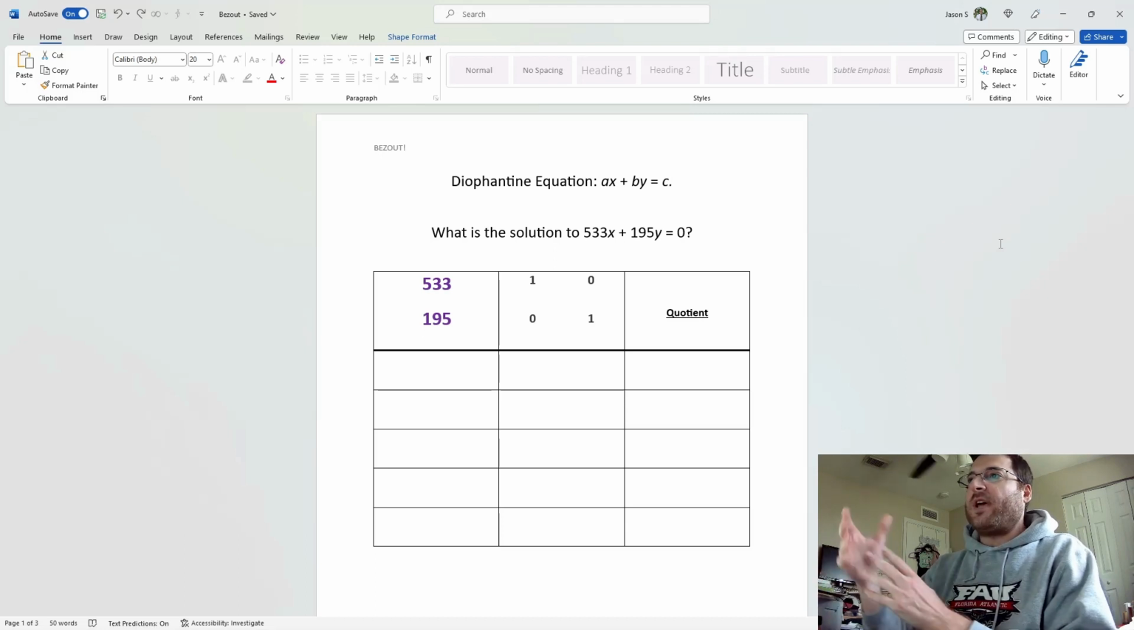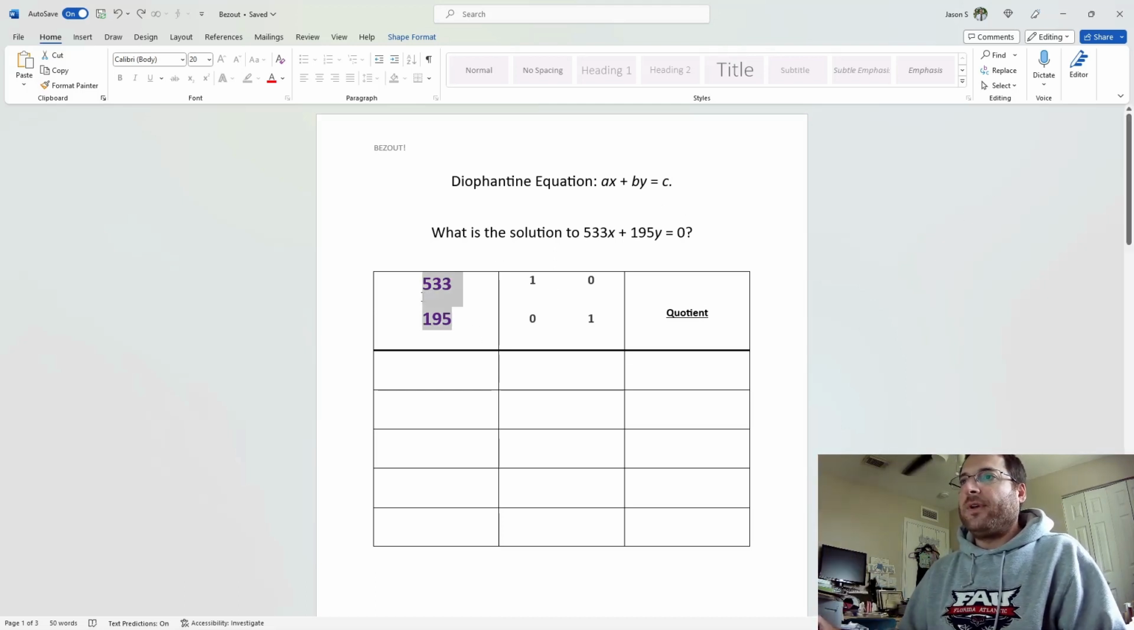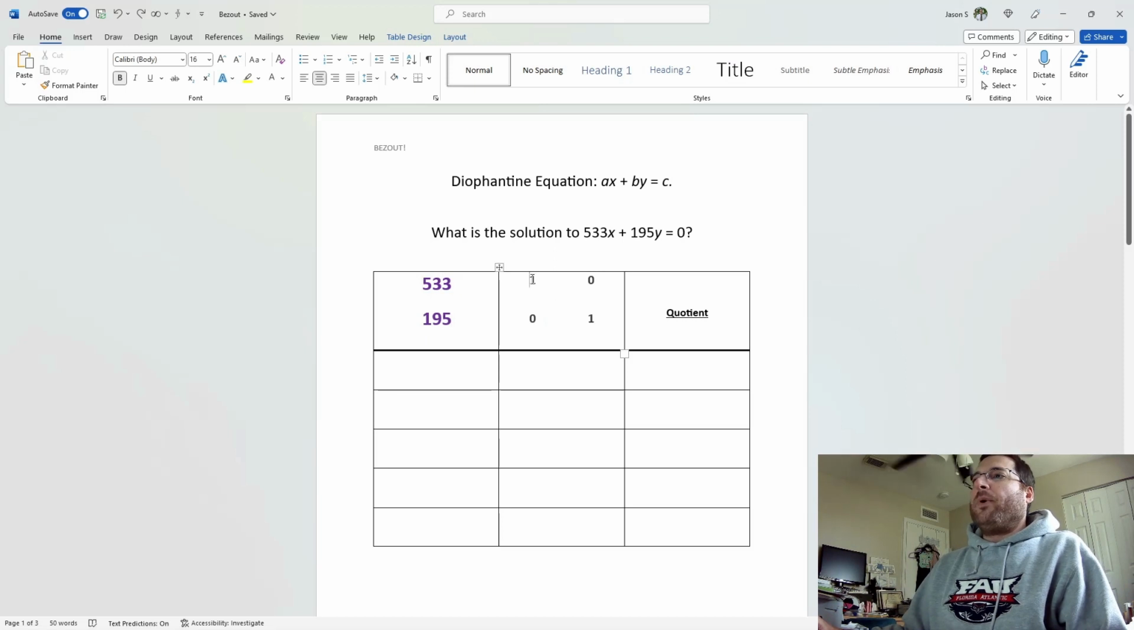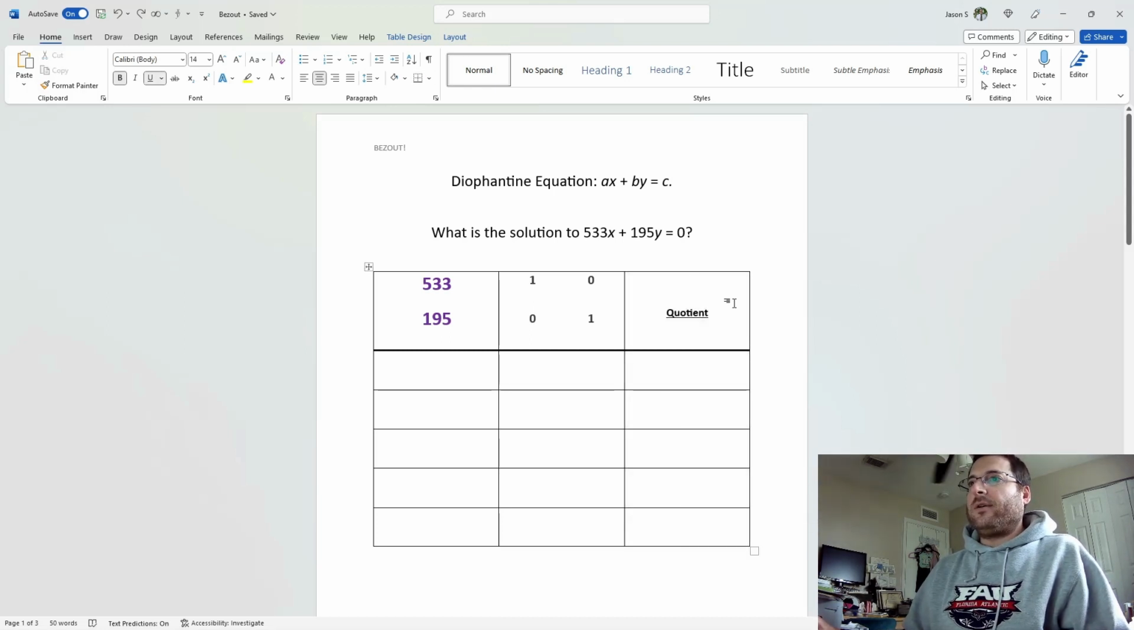Well, we set up the table of the two integers that are already in the Diophantine equation, 533 and 195 here on the left. In the middle, we put 1, 0, 0, 1. More on that later. And then this whole thing here are going to be the quotients when you divide. Okay, so this is how you do it.